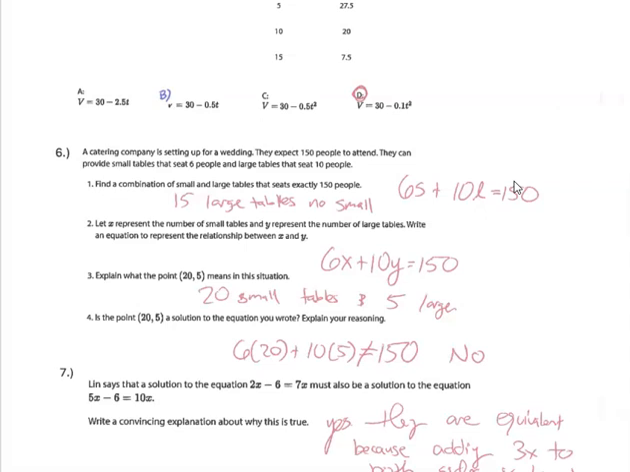The next part says, what does 20,5 represent? That's 20 small tables and 5 large. Is 20,5 a solution? Well, just substitute it in and see if it works. And since it does not work, the answer is no.